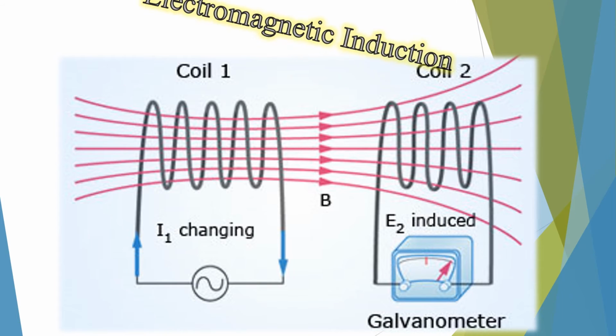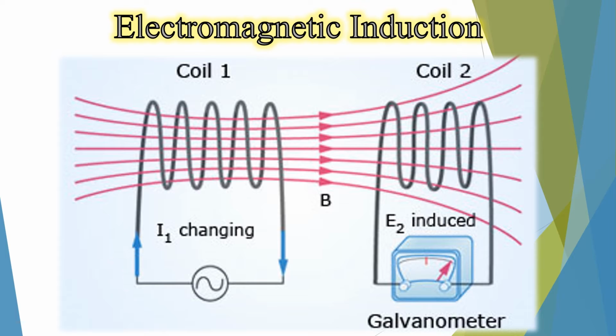We can demonstrate electromagnetic induction in another way. Here we have two coils. Coil 1 is connected with an AC source and current is flowing through this coil, and coil 2 is connected with a galvanometer. Due to the flow of current there must be a magnetic field through coil 1, because we know that whenever current flows through a conductor, there must be a magnetic field due to the flow of charges.